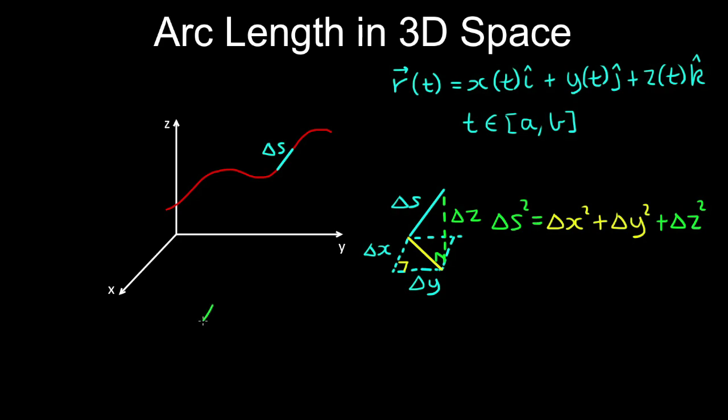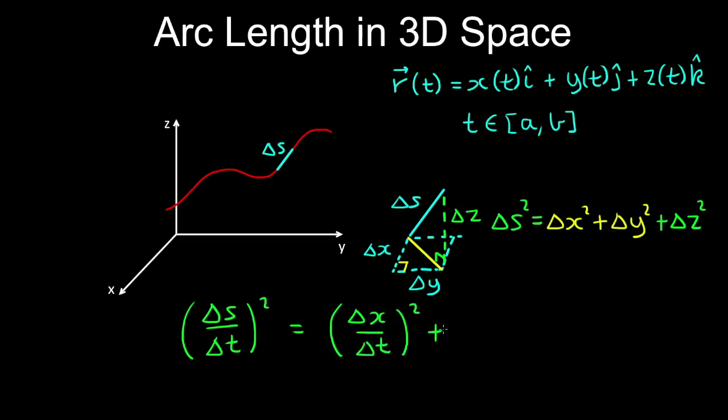And if we divide both sides of the equation by delta t squared, we get (delta s on delta t) squared is equal to (delta x on delta t) squared plus (delta y on delta t) squared plus (delta z on delta t) squared.